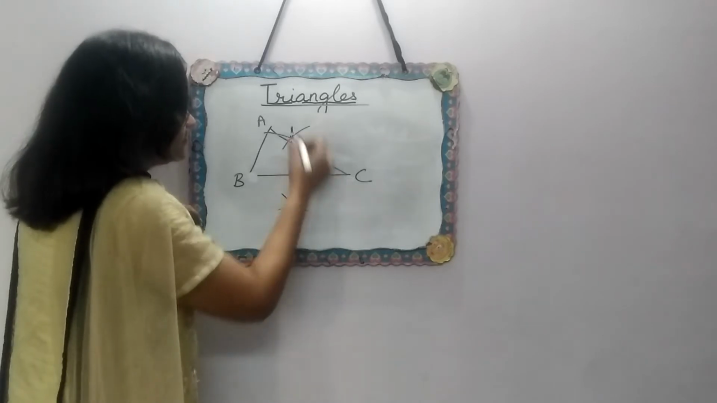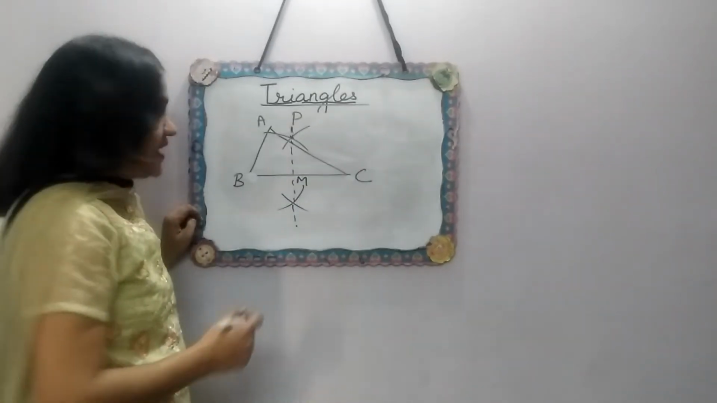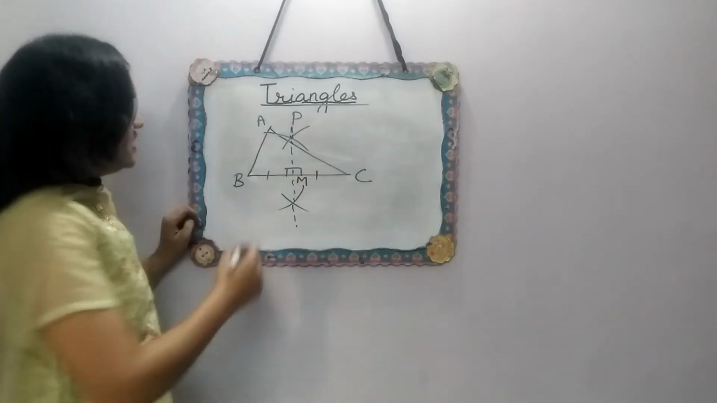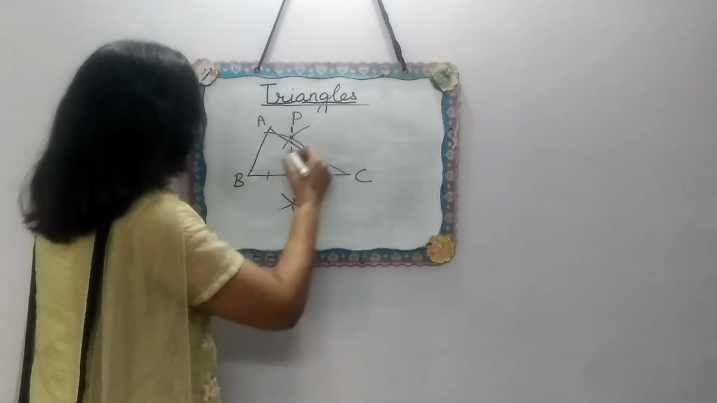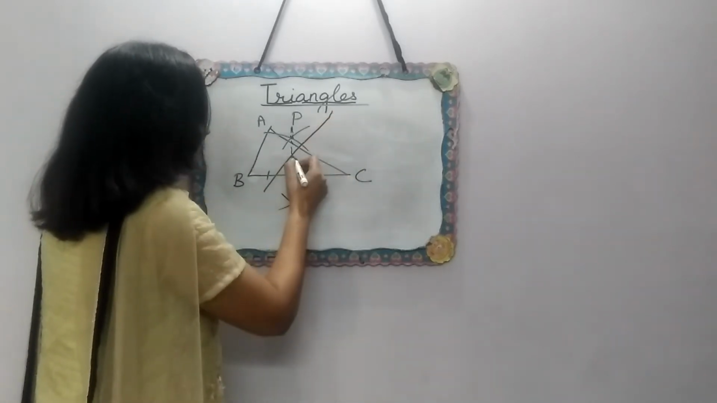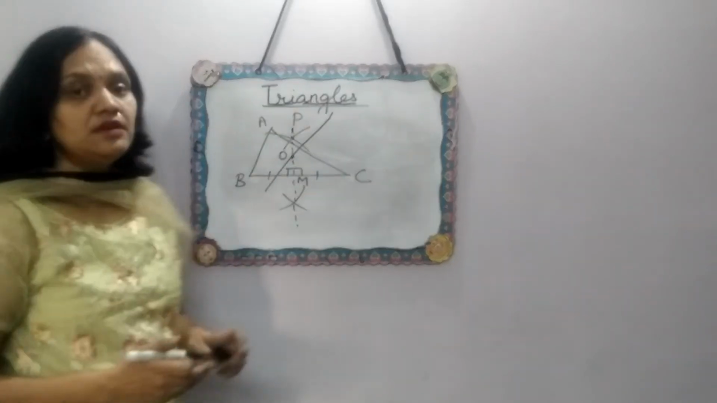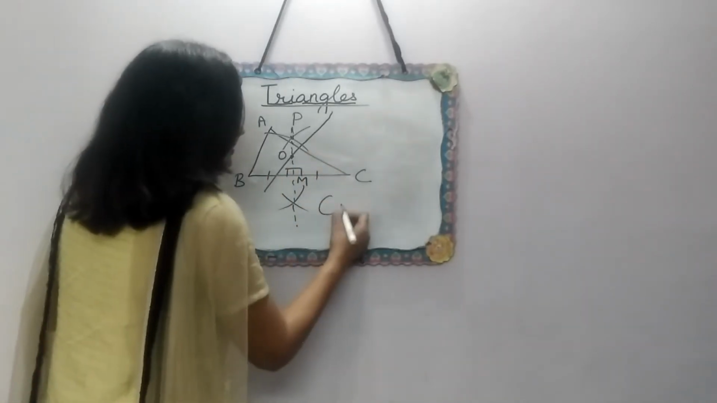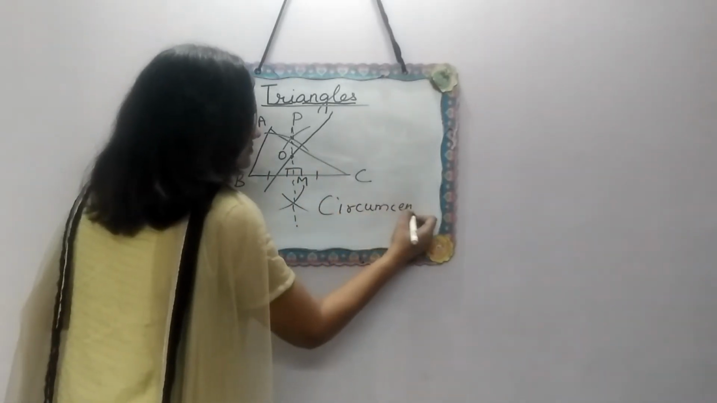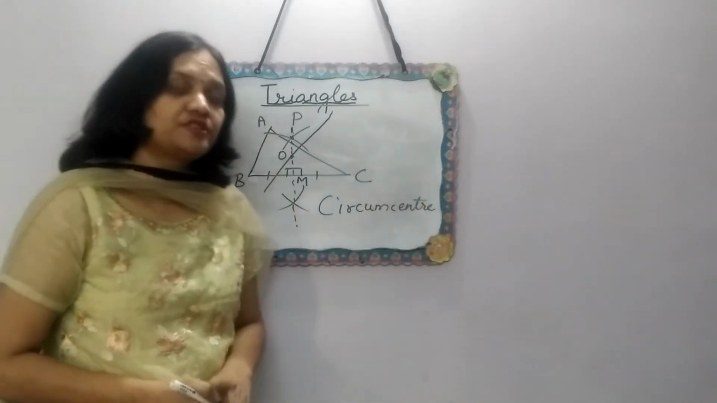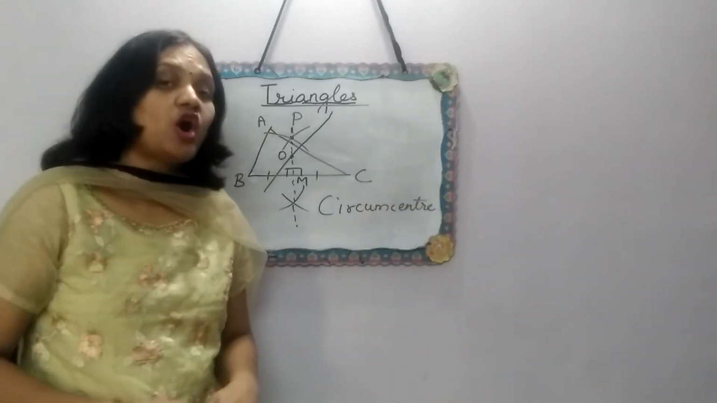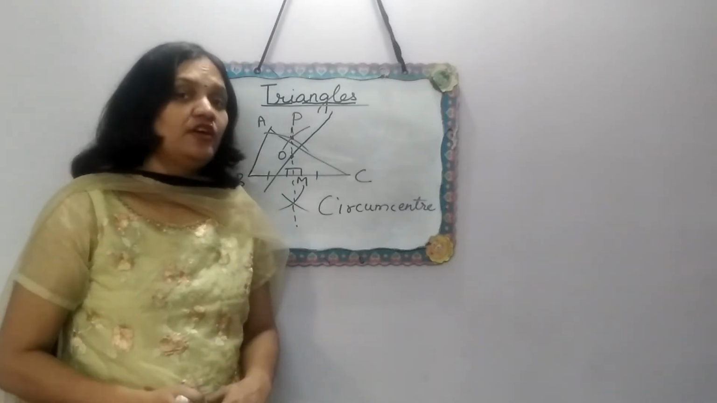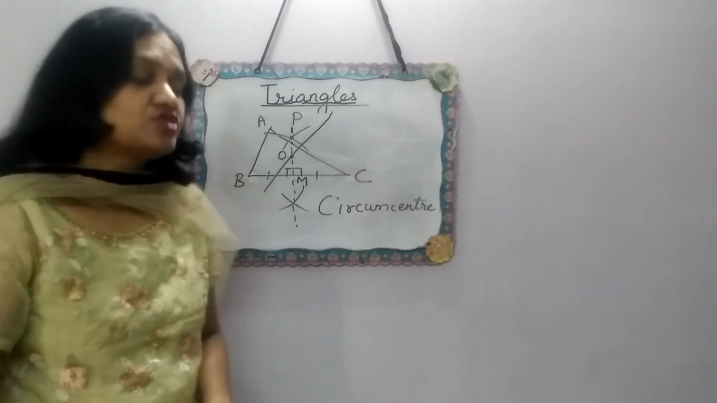So this PM is the perpendicular bisector of BC. Similarly, you can draw the perpendicular bisector of other sides of the triangle. Now the perpendicular bisectors will meet at a particular point which is called the circumcenter. Circumcenter of a triangle is equidistant from all the three vertices of a triangle, and using circumcenter we can draw the circumcircle of the triangle.